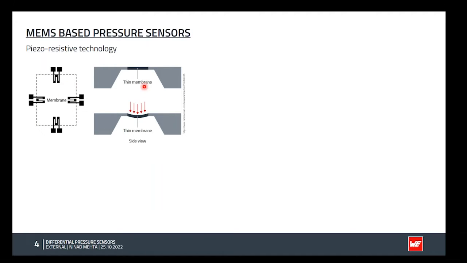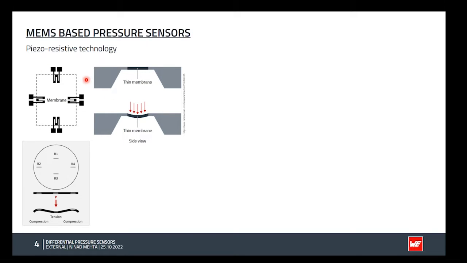Whenever some force or pressure is applied on top of the membrane, which is very thin, even a very small force can cause a deviation in the membrane. That's why the piezoresistivity of the piezoresistor will change, and the material will be under compression or tension, depending on the direction in which the pressure has been applied.